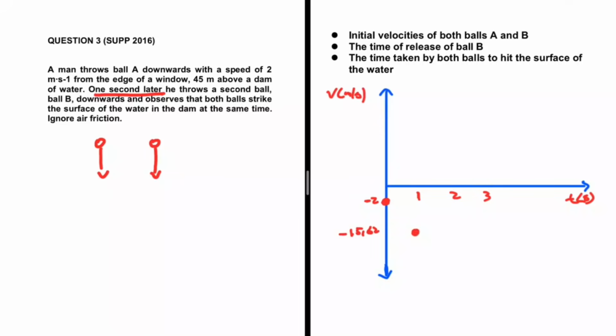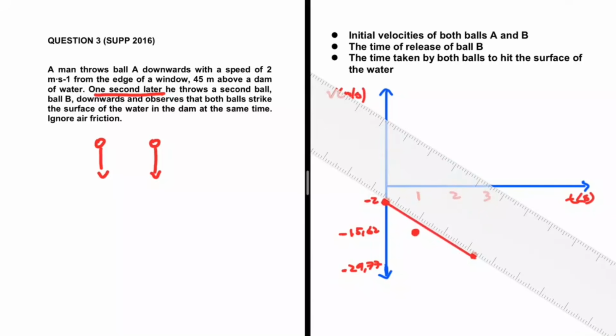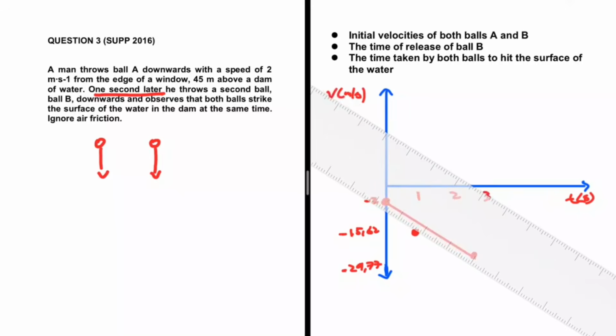And then ball A strikes the ground at 29.77 meters per second downwards. So minus 29.77. That is at t equals 2.83. So somewhere here, it's where ball A strikes the ground. Now we just have to go ahead and join the dots. So for ball A, we're gonna have something like that. And then for ball B, we're gonna have something very similar. They strike the ground at the same time, so the two graphs should end at the same place. So somewhere here, it's where the two graphs should end.